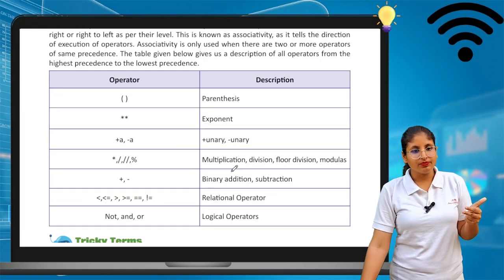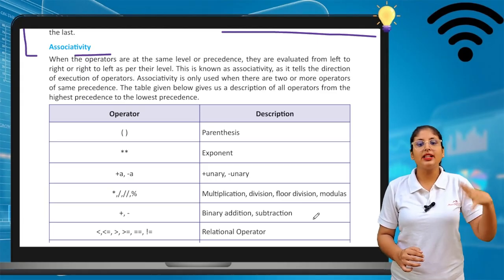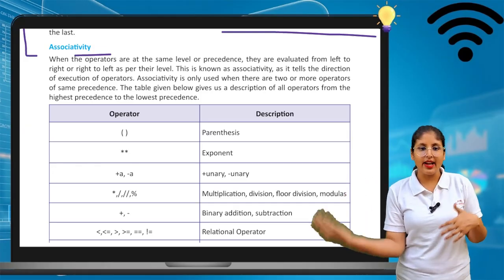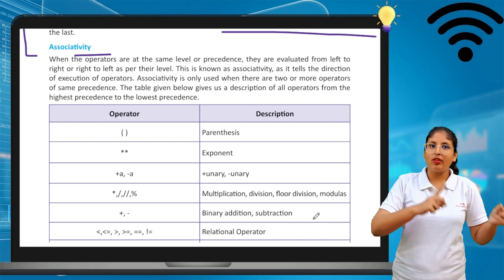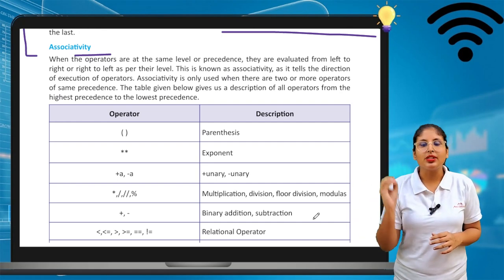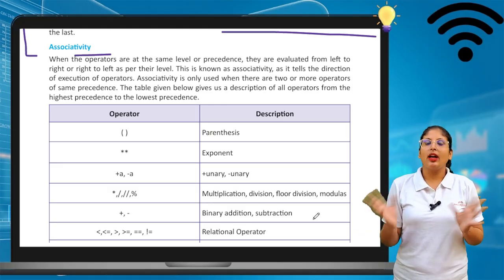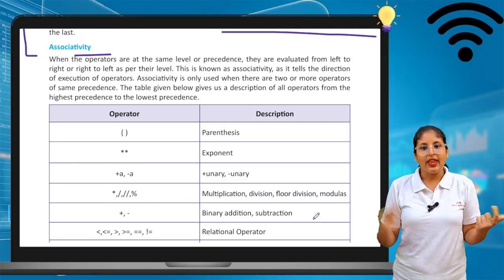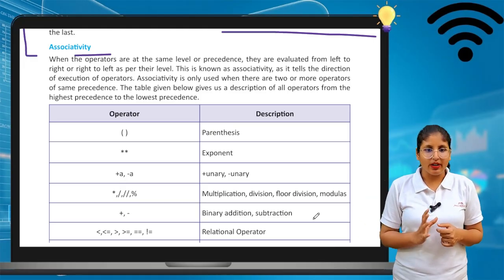Now associativity means, let's see. When the operators are at the same level of precedence, they are evaluated from left to right or right to left as per the level. In associativity we can evaluate right to left or left to right. This is known as associativity. In maths also associativity is there, so we can evaluate A plus B and B plus A also. It tells the direction of execution of operators.